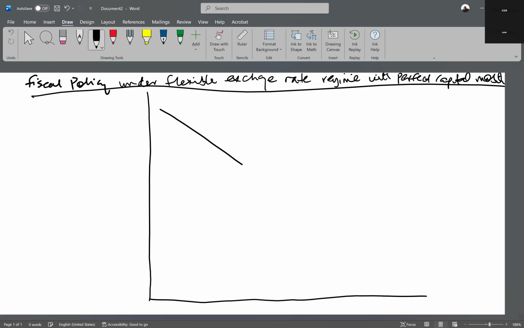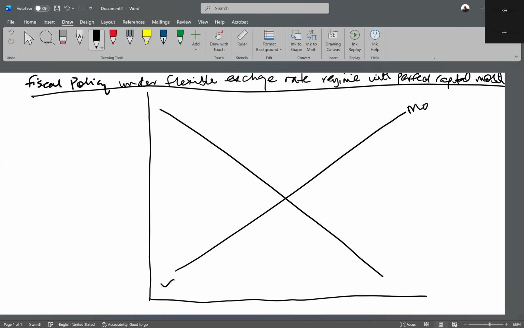So you have our IS, call it IS0, you have our LM, call it LM0. And then we have our BP curve, call it BP0. So this is E0. This is our R0, and this is Y0. This is fiscal policy.